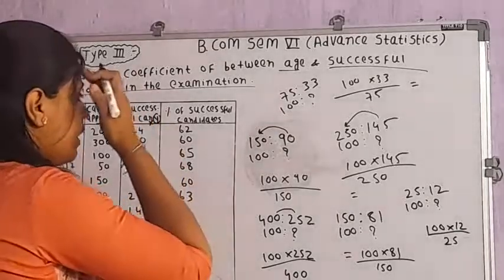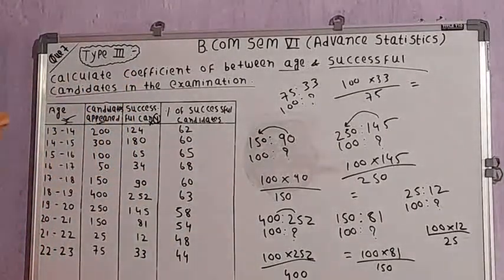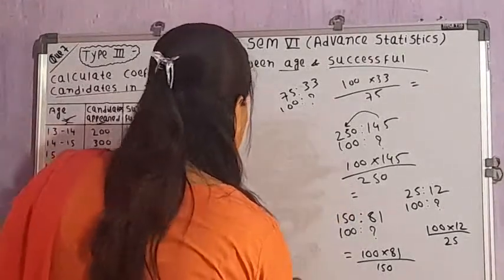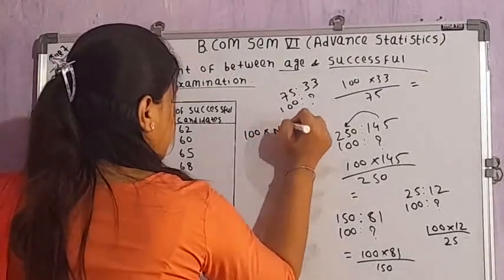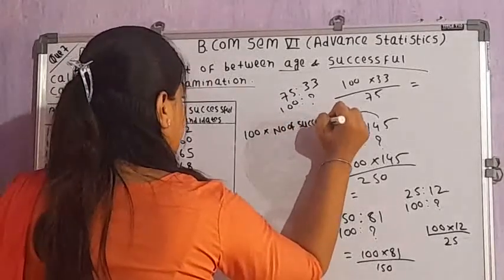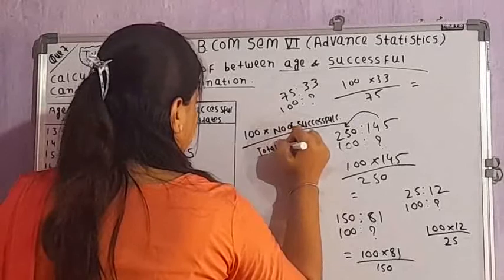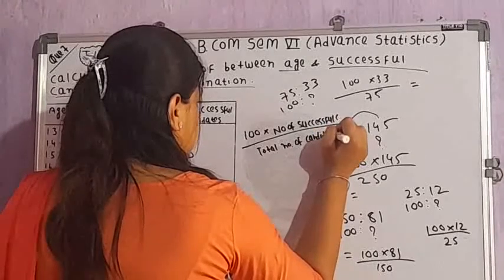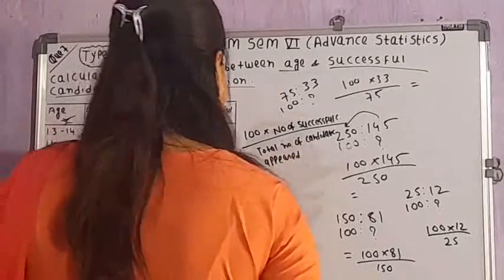So this way we have calculated the percentage of successful candidates. I have told you the logic, how logically it needs to be calculated. Now you can apply the formula as well. So what's going to be the formula? 100 into number of successful candidates divided by total number of candidates appeared. So this is going to be the formula for calculating the percentage of successful candidates.